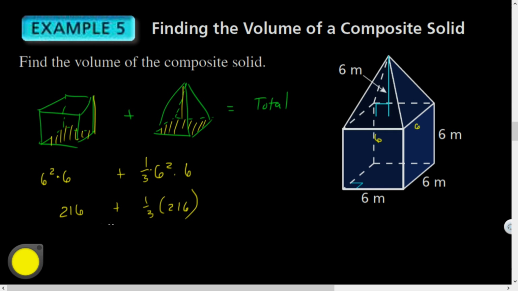So let's see, 1/3 of that, and then plus 216. I get a total volume, by the way, this was like 72 or something like that, of 288 meters cubed. All right, so the volume addition postulate also works for pyramids.